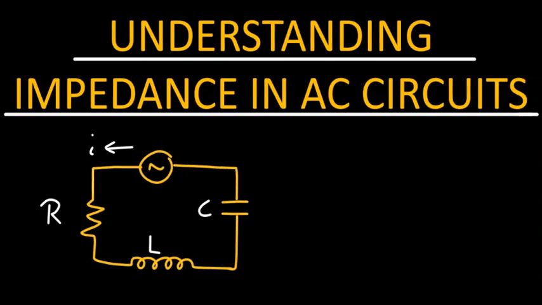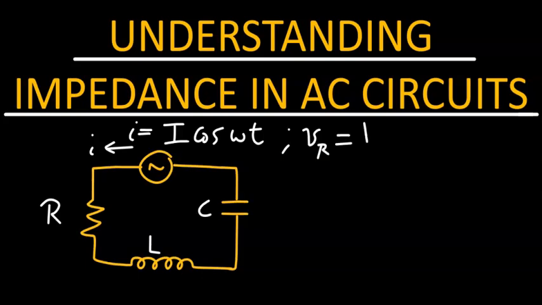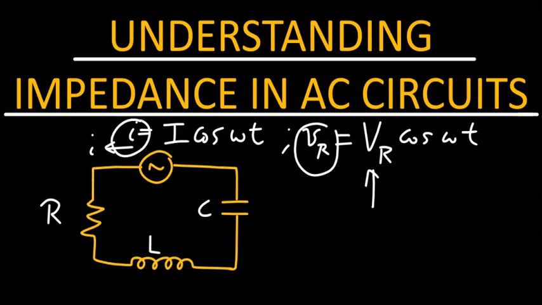So let's assume the electric current is represented by the cosine function, like that. If that is the case, the voltage across the resistor can be written in the following manner: V_R cosine omega t. This is the amplitude of the voltage across the resistor. And we know the voltage across the resistor and the electric current are always in phase.